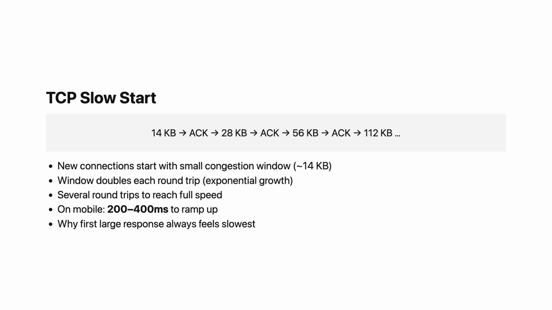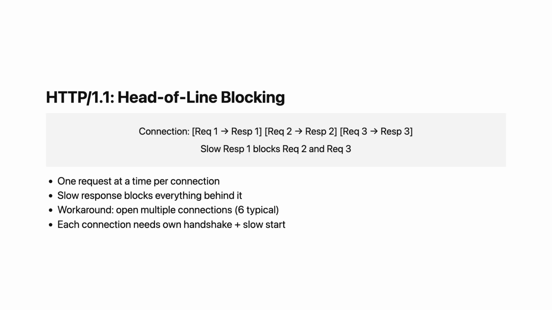This means if request 1 is slow, maybe the server takes 500 milliseconds to process it, request 2 is stuck waiting. This is called head-of-line blocking. The slow request at the head of the line blocks everything behind it. Browsers worked around this by opening multiple TCP connections to the same server, typically 6, but each one needs its own TCP handshake and TLS negotiation. And each one goes through slow start independently, so the workaround has its own costs.